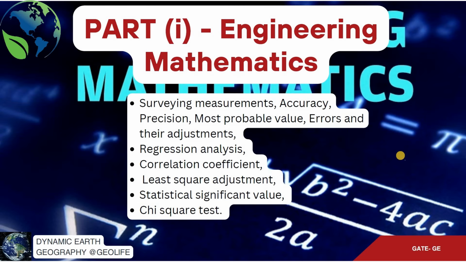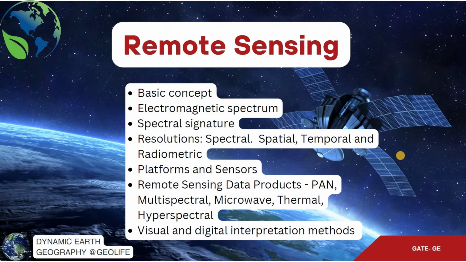So now part B of the common paper, which has engineering mathematics. Inside this engineering mathematics, we have surveying measurements like accuracy, precision, most probable values, errors, and their adjustments. Then regression analysis, correlation coefficient, least square adjustments, statistical significant values, and also the chi-square test will be there in engineering mathematics.